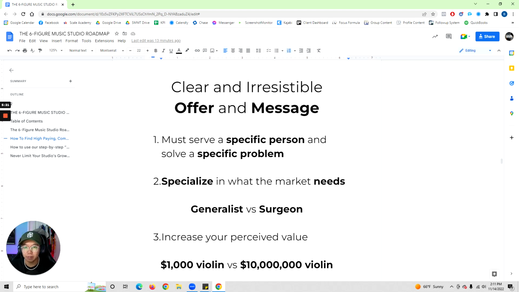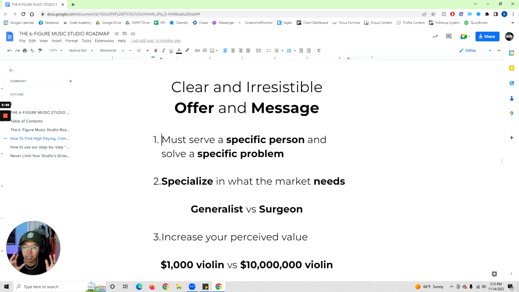So the first thing is, in order to have a clear and irresistible offer and message, meaning the way we communicate that offer to our audience, we must serve a specific person and solve a specific problem. That gets to also a specific goal. We'll talk about that in a little bit too, but these are the first two things that we need: a specific person and solve a specific problem. So what that involves is being able to specialize in what the market needs.